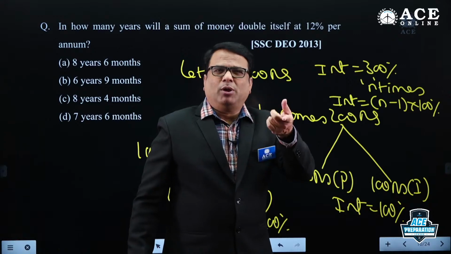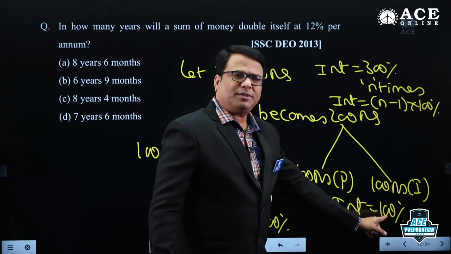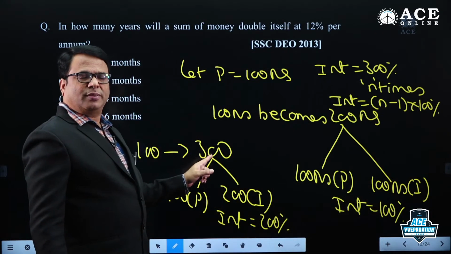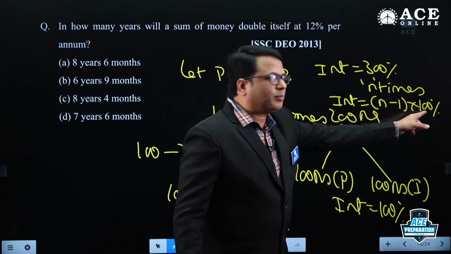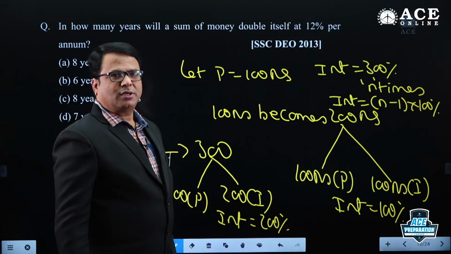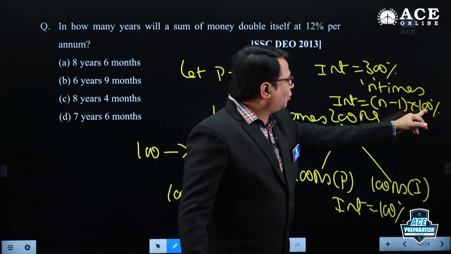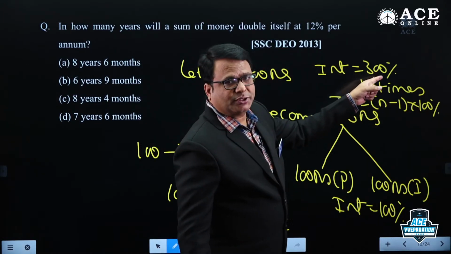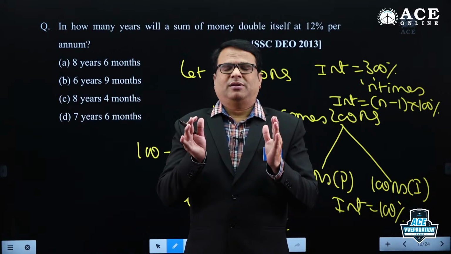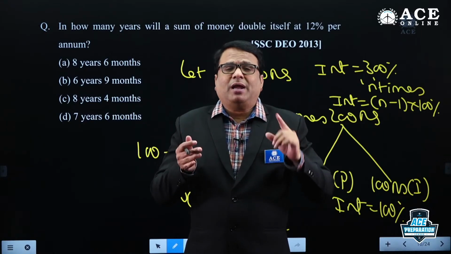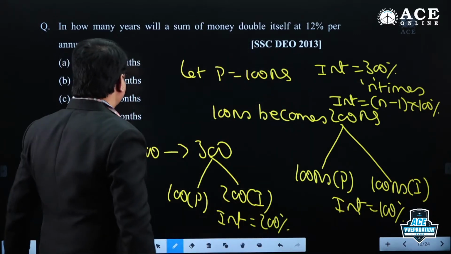Now when a money becomes double, then n will be 2. So 2 minus 1, 1, into 100%, so 100%. Now here money got tripled, that means n equals 3. So 3 minus 1, 2, into 100%, 200%. And when a money becomes 4 times of itself, n is 4. 4 minus 1, 3, into 100, 300%. So whenever a money becomes n times of itself, the interest will be n minus 1 into 100%. Now let us go to this question.